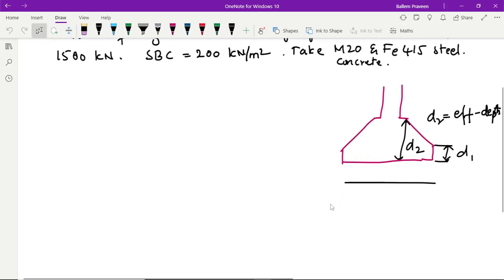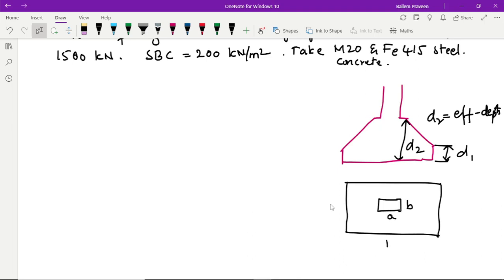Remember it is a rectangular profile. So rectangular profile in the sense it will be something like this. So your footing is something like this. ఇక్కడ మీకు కాలమ్ ఇలా ఉంటుంది. ఇది a అనుకుంటే this is your b and this is your L and this is your B, right?